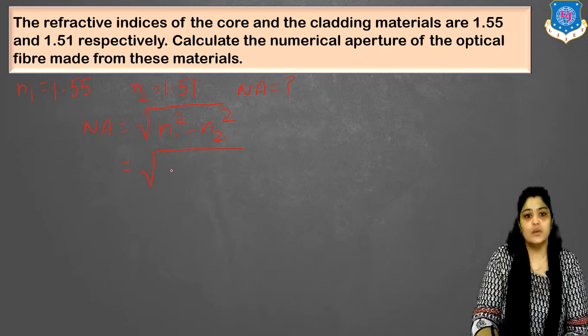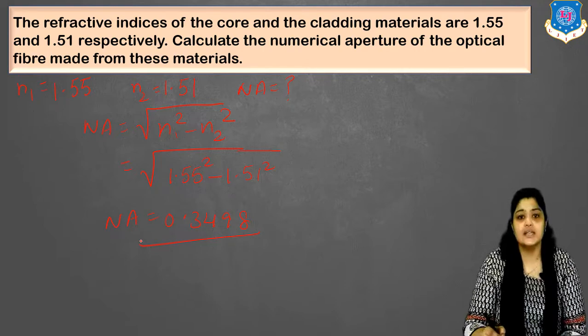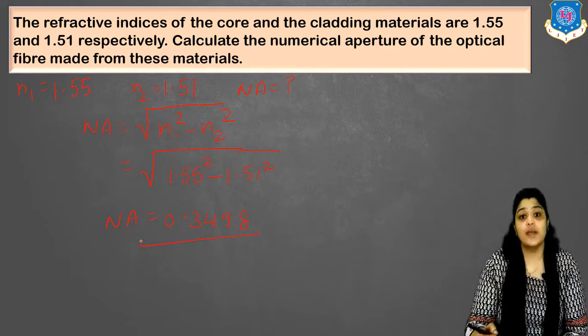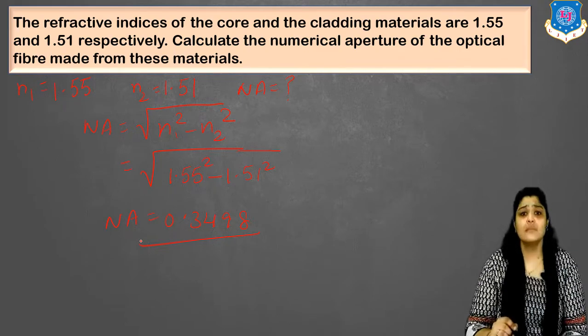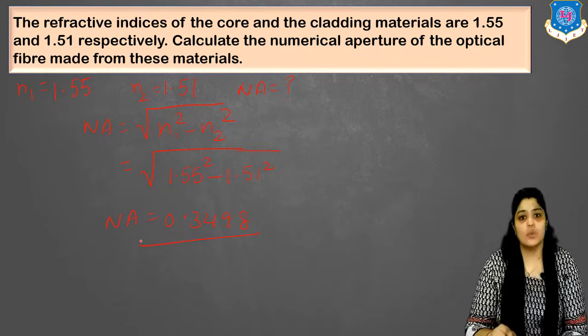So I just substitute the values as 1.55 square minus 1.51 square. And this gives me the answer of NA as 0.3498. This has no unit because numerical aperture is the square root of the difference of squares of refractive indices of core and cladding, and refractive index doesn't have a unit. So this is again a unitless quantity.